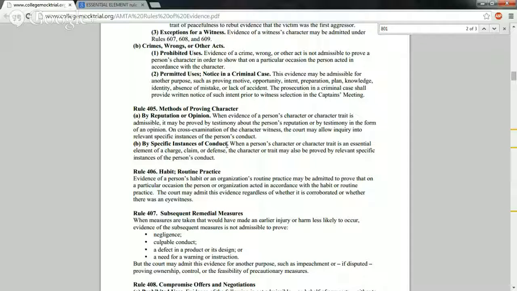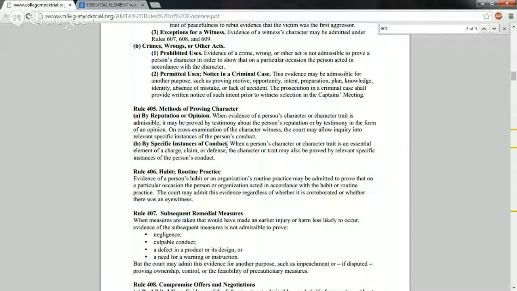Then Rule 405B, and that's really what we're talking about here more specifically, because this is where it starts to get interesting, in my opinion. A method of proving character evidence is not only by reputation or opinion under 405A, but also by a specific instance of conduct under 405B. Now, as it goes on to say, when a person's character or character trait is an essential element of the charge, claim, or defense, the character or trait may also be proved by relevant specific instances of conduct.